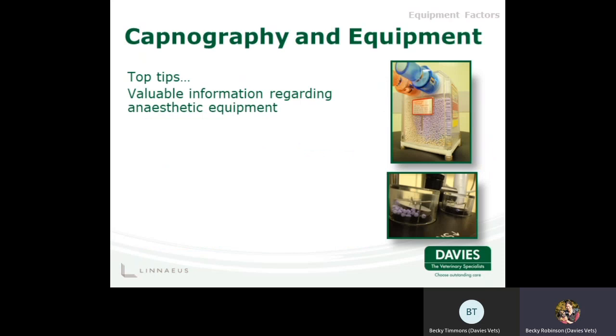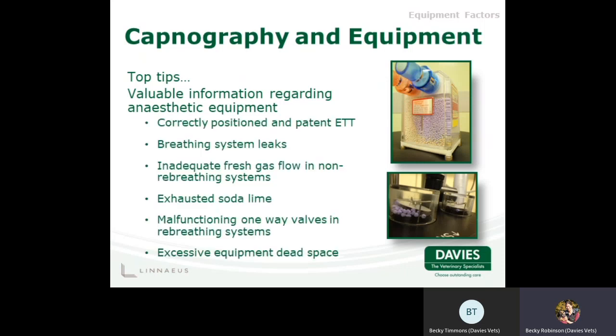Capnography can also give us really valuable information regarding our anaesthetic equipment, with examples including whether we have a correctly positioned and patent endotracheal tube, because if we place the endotracheal tube in the patient's esophagus, for example, we should not be getting any carbon dioxide produced, so we will get a flat line on our capnography trace. It can also help us identify whether there are any leaks in the anaesthetic breathing system, whether our fresh gas flow rate is adequate or inadequate if we're using a non-rebreathing anaesthetic system, and we'll come back to this in a little bit more detail later.